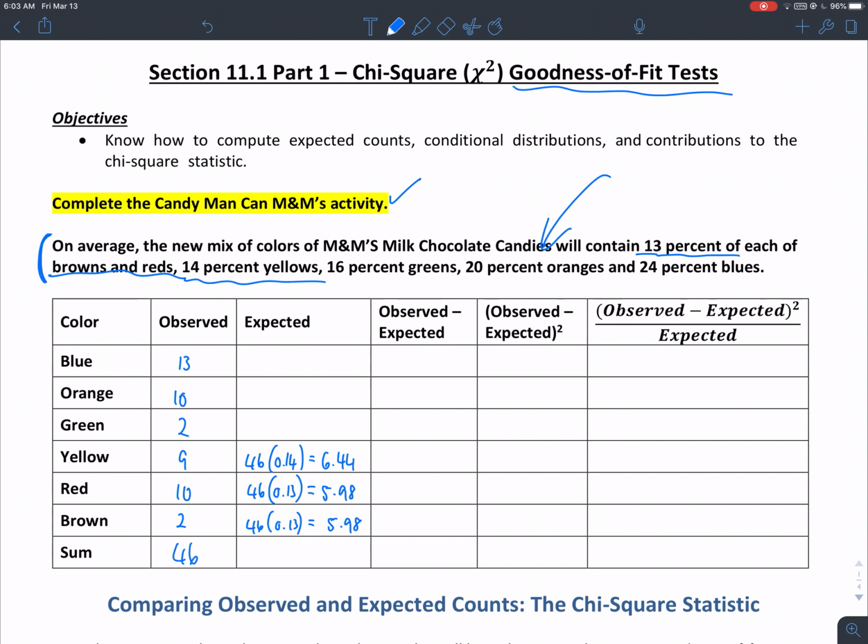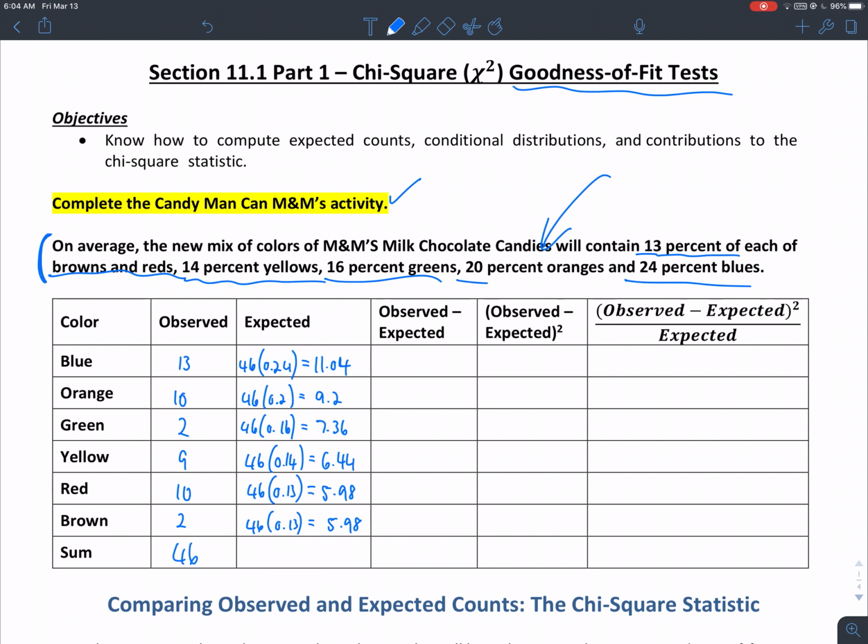If we do green, the percent was 16, so 46 times 0.16, and you get 7.36. Then orange was 20, so 46 times 0.2, and you get 9.2. And then the last one was blue, 24%, so you should see the most blues. Interesting that they chose blue. I'm not sure why that one's so popular. But in any case, 46 times 0.24, and you would see 11.04.